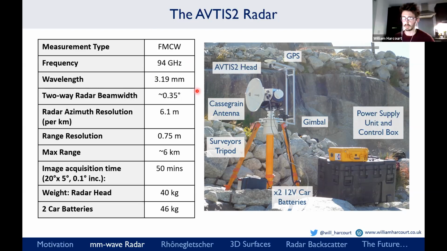The two-way radar beam width is 0.35 degrees, which gives an azimuth resolution per kilometre of 6.1 metres. The range resolution we set at 0.75 metres, and the maximum range is 6 kilometres. It takes around 50 minutes to image a 20 by 5 degree scene at 0.1 degree increments. It's a reasonably heavy system, 40 kilograms, plus 46 kilograms for the two car batteries. But once you break it down into its constituent parts, you can transport it in the field, so it's sort of field portable.